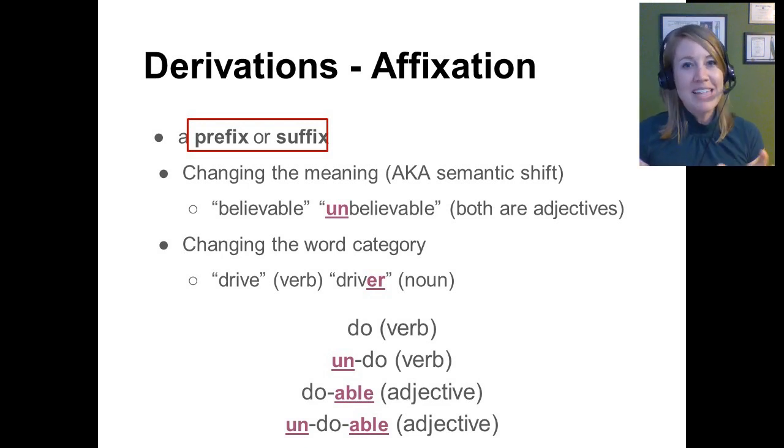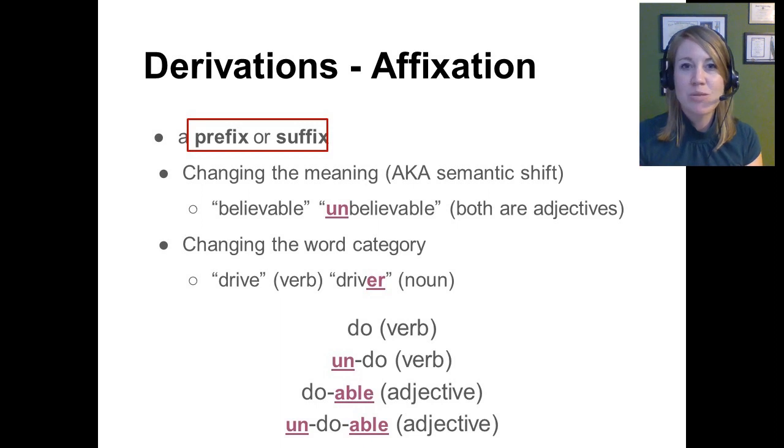When we add this affixation, for example, we added un to believable to get unbelievable, sometimes it changes the word category. Sometimes it changes the part of speech. So we look at the word drive as a verb, right? Let's drive a vehicle. And we can affix the -er to it to make driver, which is a noun, right? So it's gone from a verb to a noun with this affixation.